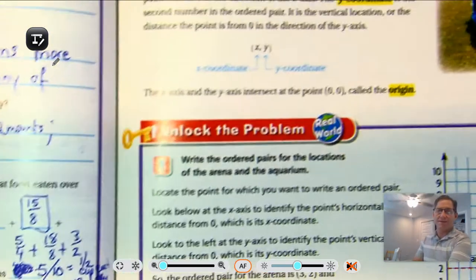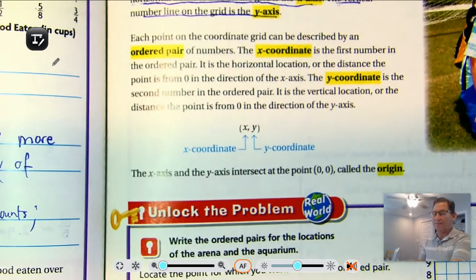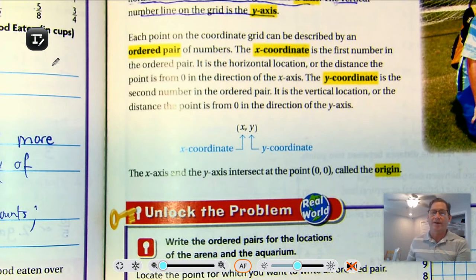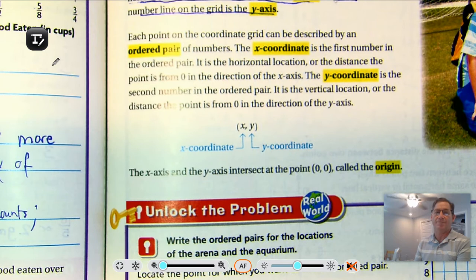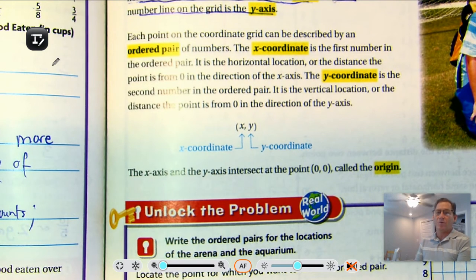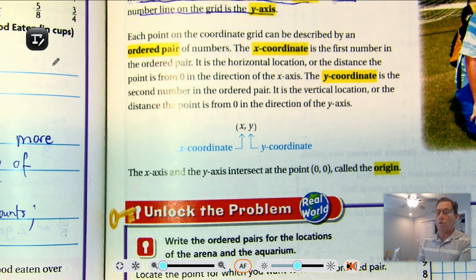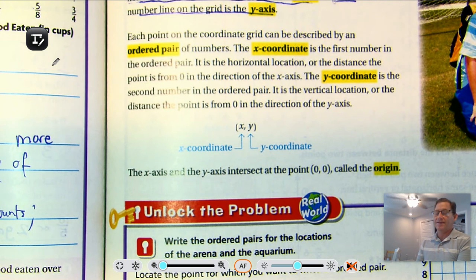In fifth grade, we're just basically dealing with positive numbers in the x and y coordinates. So we're really only dealing with one quadrant in fifth grade. Each point on the coordinate grid can be described by an ordered pair of numbers. The x coordinate is the first number in the ordered pair. It is the horizontal direction.